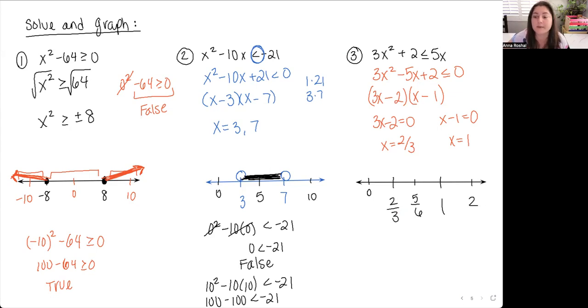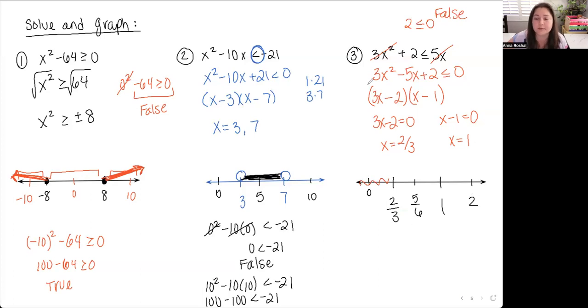And then I'm going to go ahead and try those numbers in my function. Now, here's the interesting thing. If I put 0 in here, that's going to create a 2. Is 2 less than or equal to 0? False. So since 2 is not less than or equal to 0, I anticipate I will not be graphing anything here.